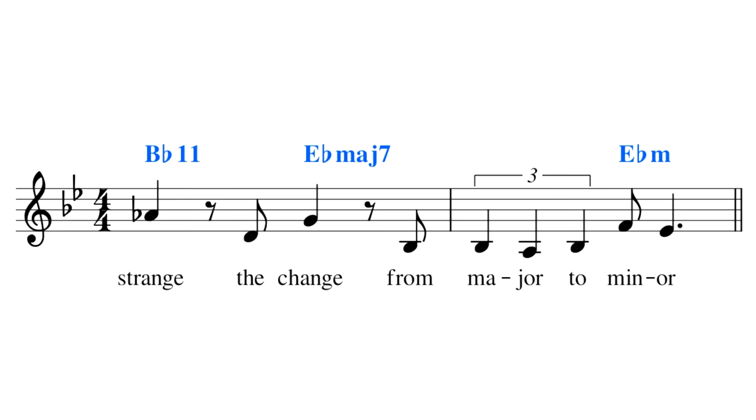A slightly more sophisticated type of word painting is when, rather than the melody following the lyrics, the chords follow the lyrics. A timeless example of this is Cole Porter's Every Time We Say Goodbye. As the lyric sings from major to minor, the chord progression does just that, moving from major to the parallel minor chord.